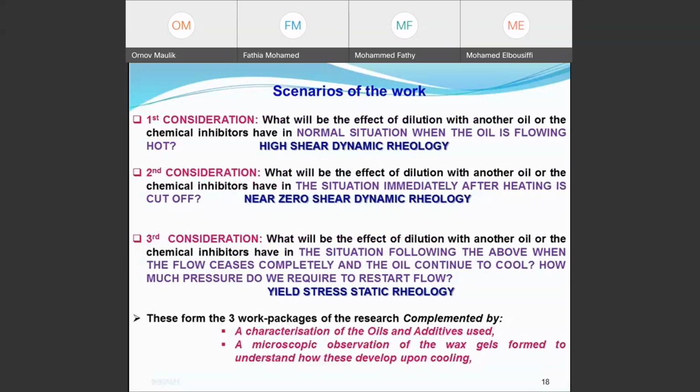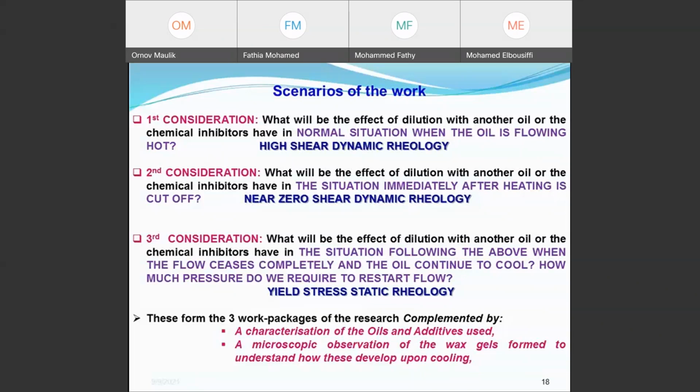So the question here is what will be the effect of dilution with another oil or chemical inhibitors in the normal situation? The second consideration, what will be the effect of the same thing, dilution, after heating is cut off. And the third one is what will be the effect of dilution with another oil or the chemical inhibitors in the situation where the flow ceases completely and the oil continues to cool.